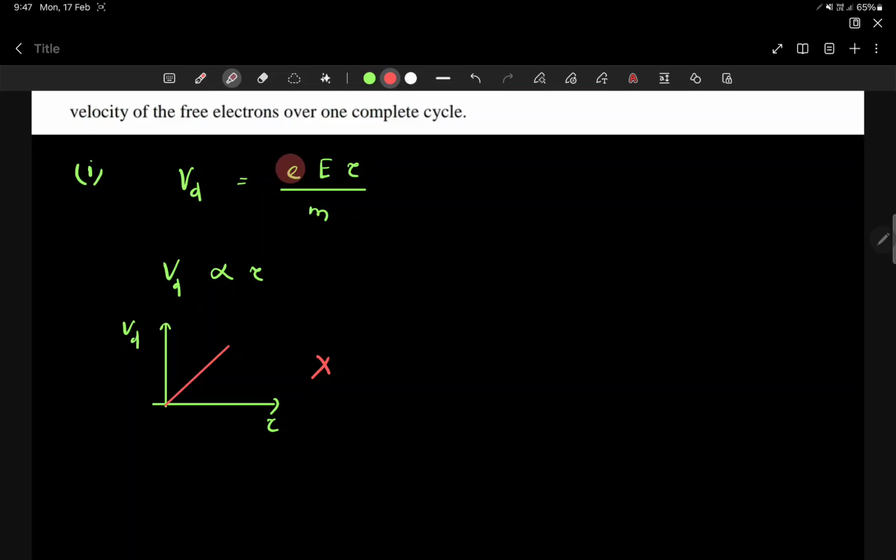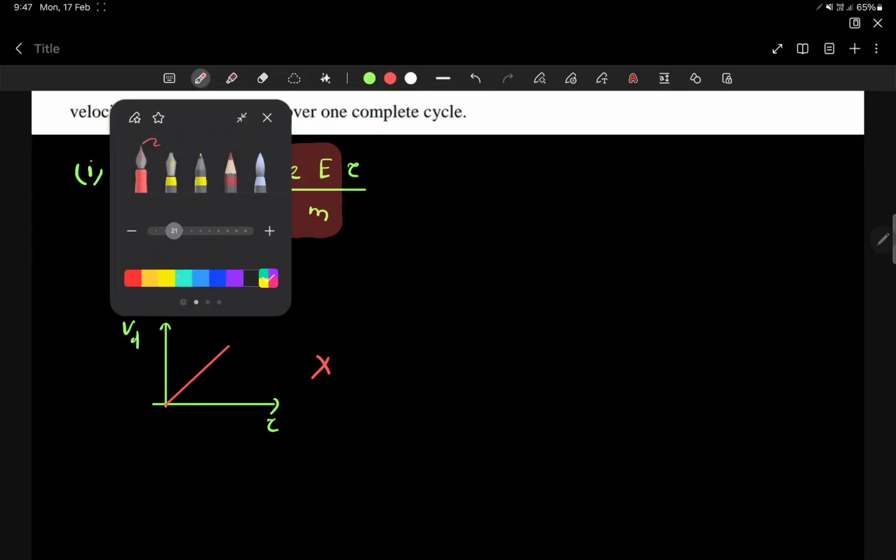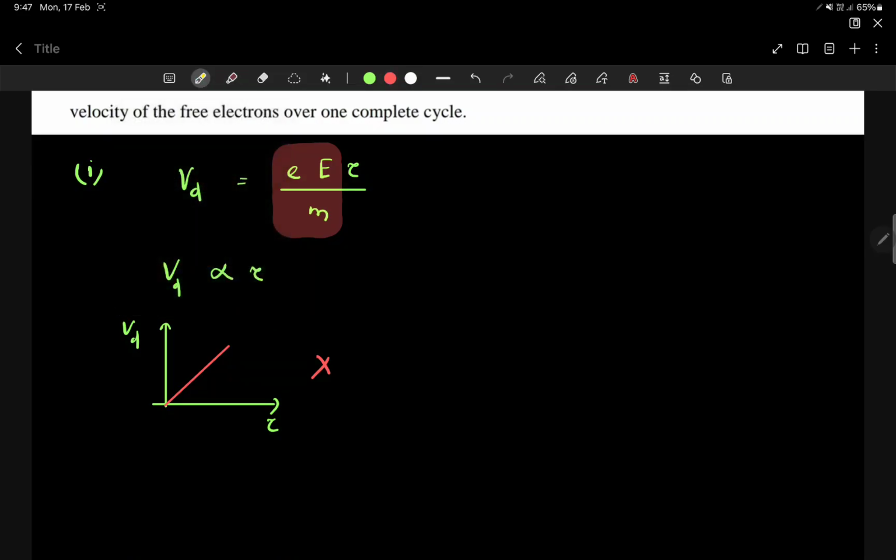It is possible only when all other factors are constant. In this case, small e is constant, small m, the mass of the electron, is constant, but capital E is not constant. The battery maintains a constant potential difference, but from point to point your electric field varies. So basically this is your wrong concept.